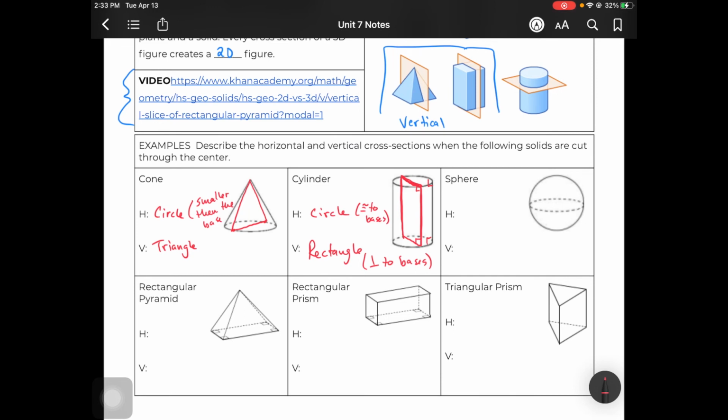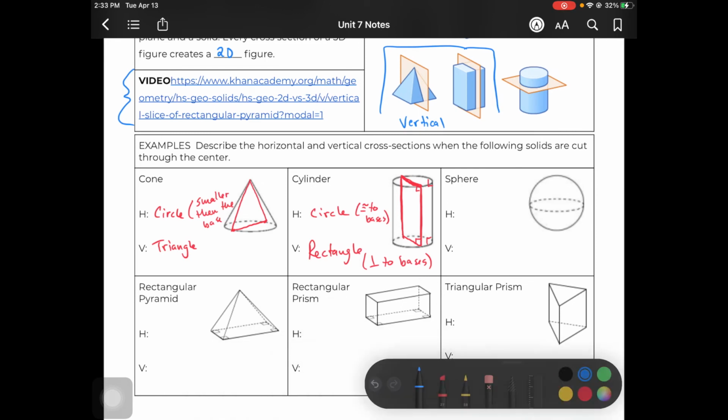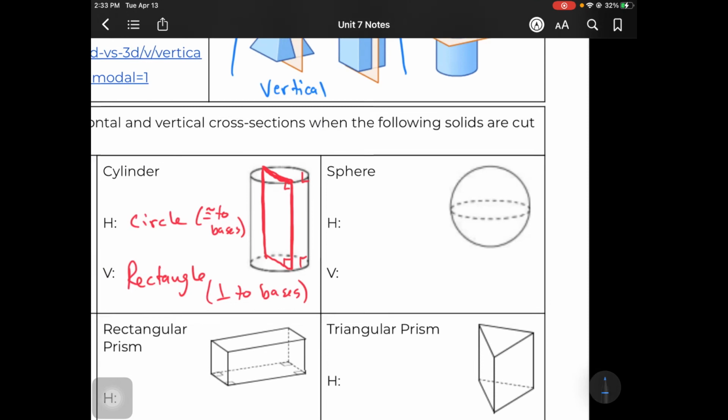Okay, I want you to try and come up with the rest of these. A sphere, a rectangular pyramid, a rectangular prism, and then this triangular prism. Do a horizontal cross-section and a vertical cross-section, and name those shapes. All right, if you need more time, keep the video paused. Otherwise, these are the answers you should get.